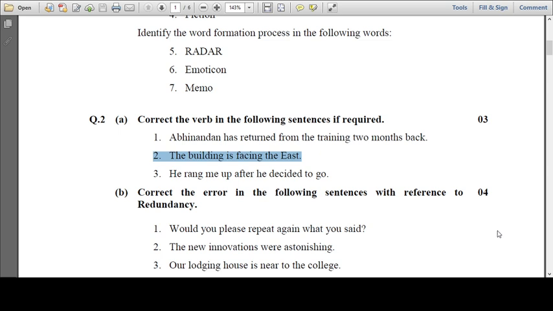Now the answer is: the building faces the east. I have written it in your comment section. You can see the answer. Now the third one is: he rang me up after he decided to go.